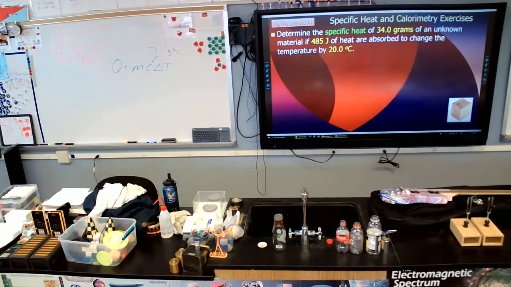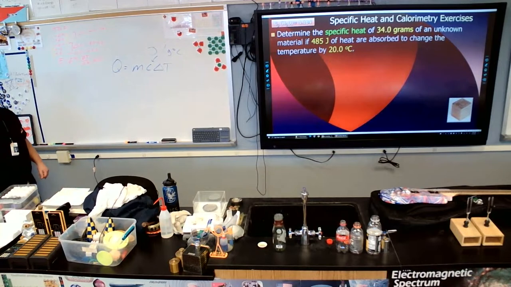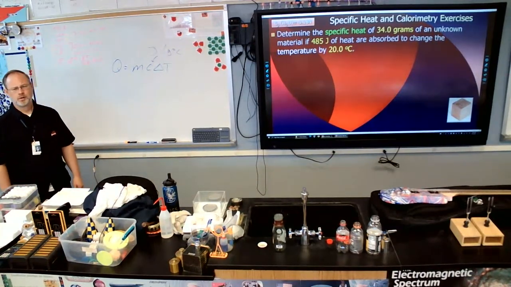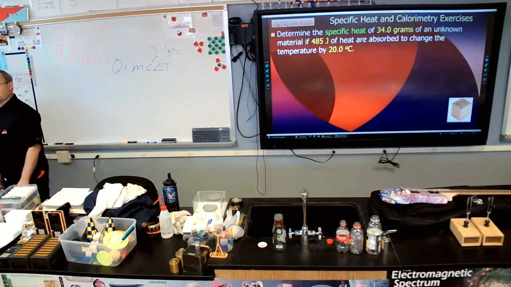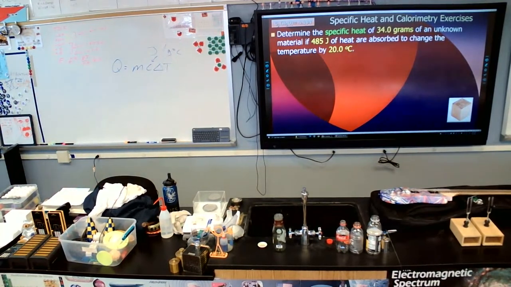Multiply all these things together. So it's just 329,800. I don't know what that means. No, specific heats are usually around one. They're usually right above or right below.